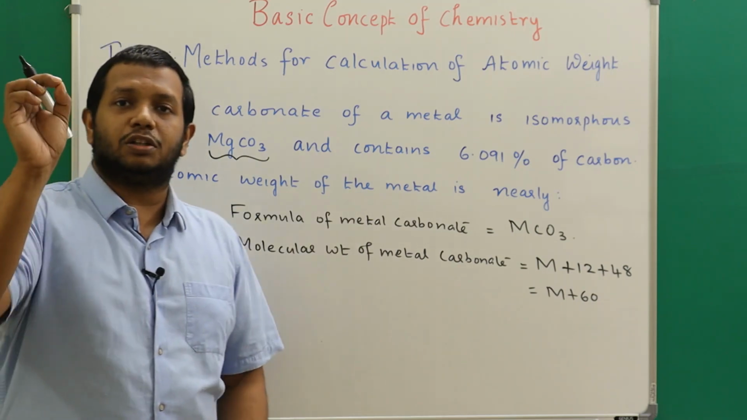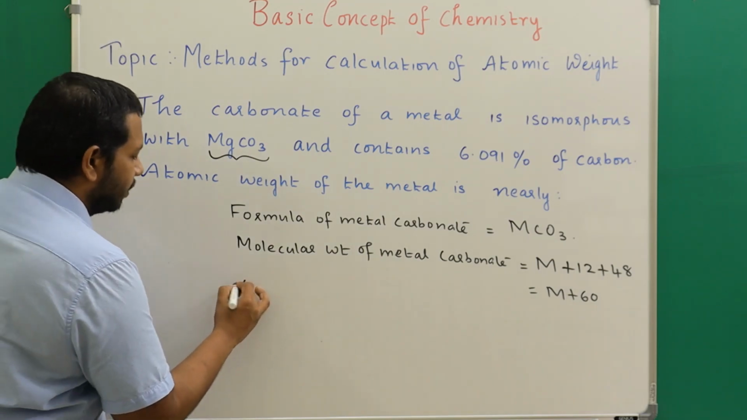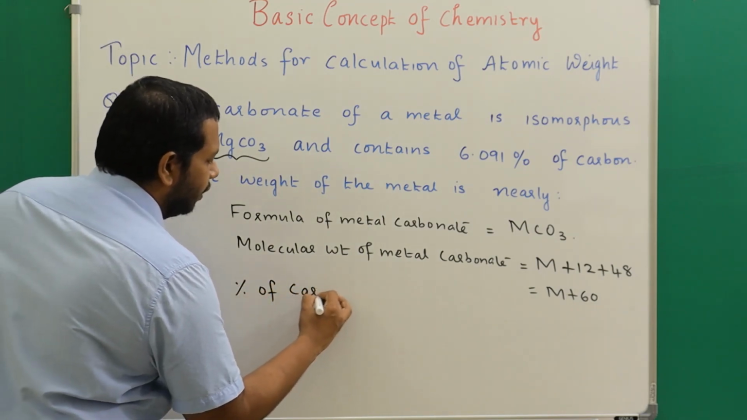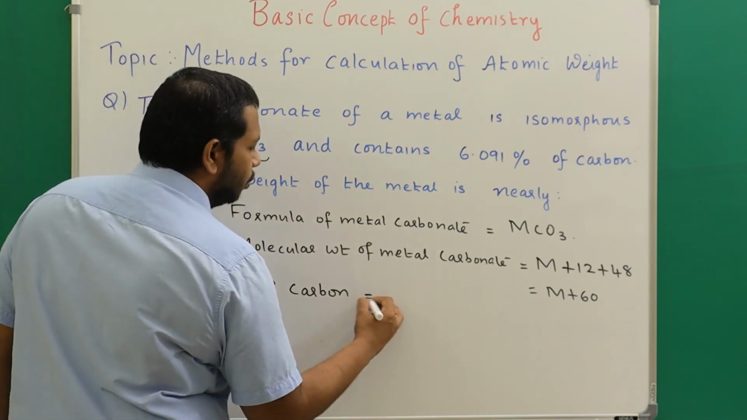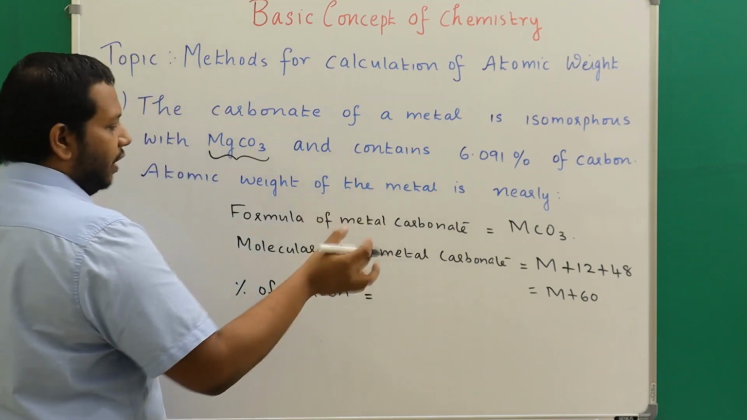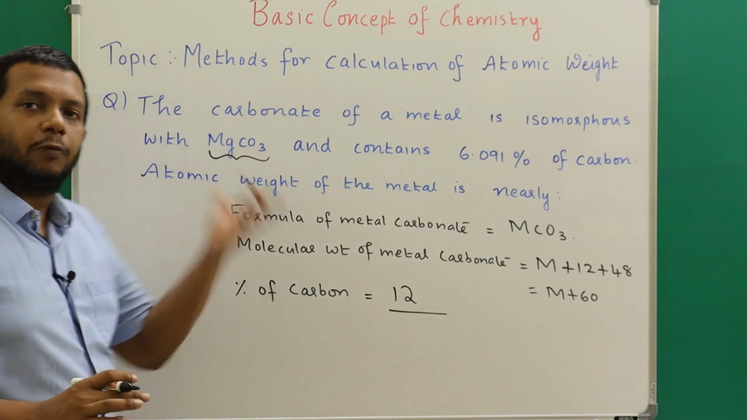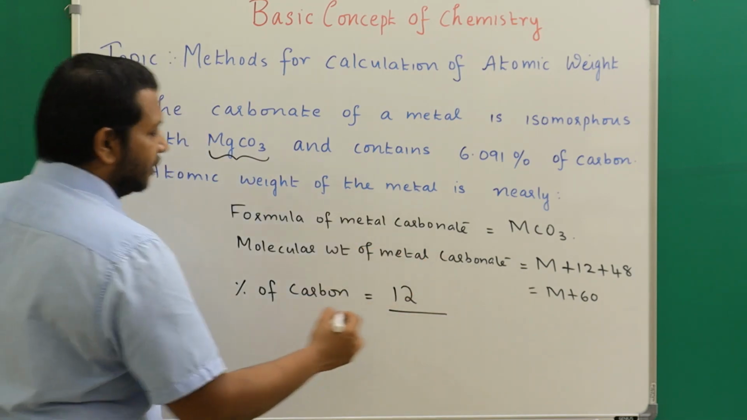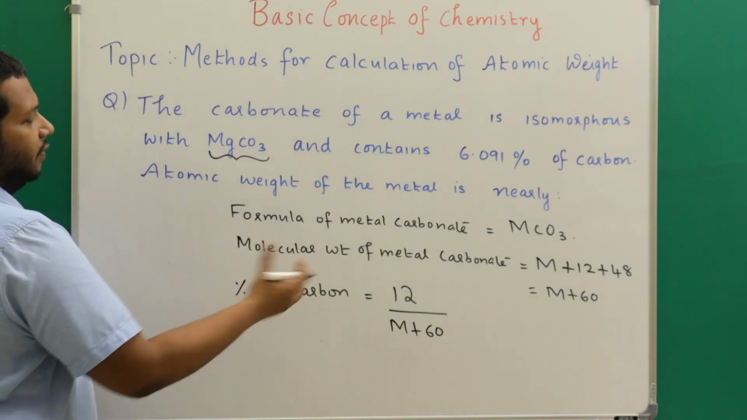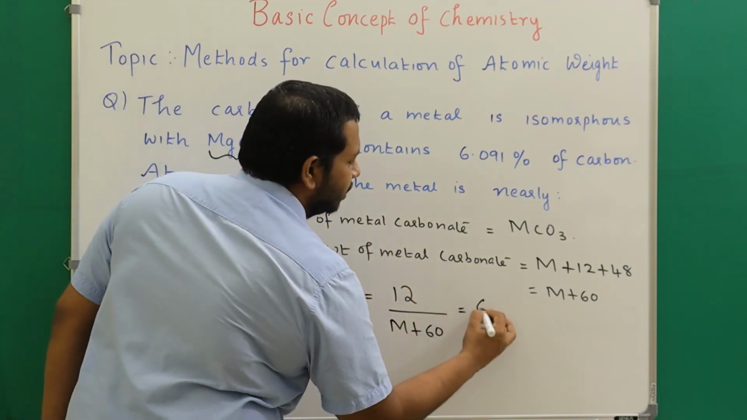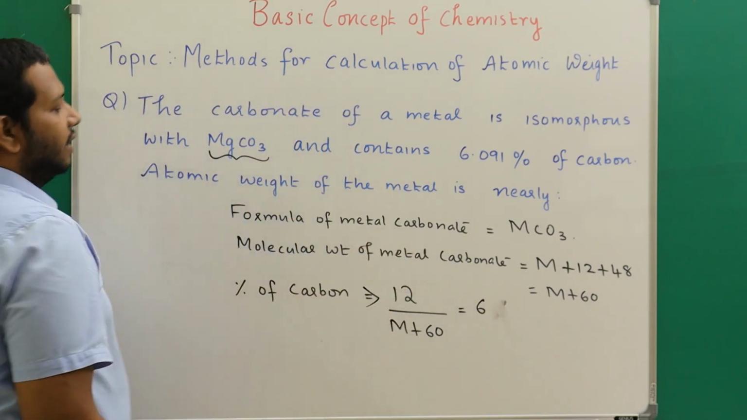We know the percentage of an element in a compound. How do we calculate that? The percentage of carbon is equal to the atomic weight of carbon, that is 12, divided by the total molecular weight of the compound, which we know is M plus 60, correct? And what is the percentage of carbon given in the question? Approximately 6%. I can write 6. Now I can calculate this.